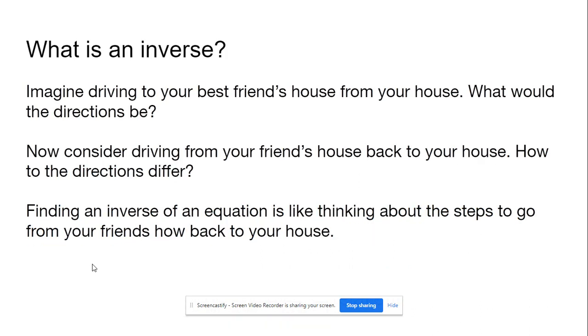What is an inverse? Well, imagine driving to your best friend's house from your house. What would the directions be? Now, consider driving from your friend's house back to your house. How would the directions differ? So, finding an inverse of an equation is like thinking about the steps to go from your friend's back to your house, knowing the first directions.